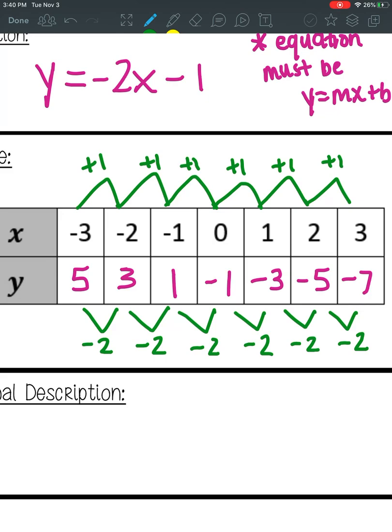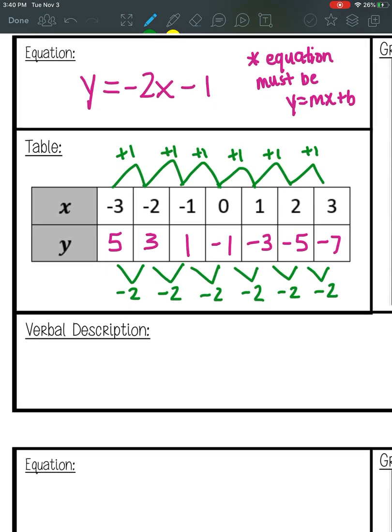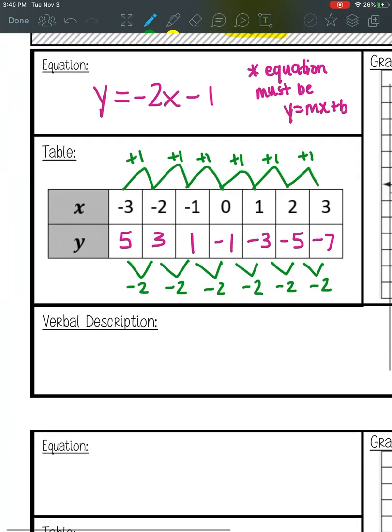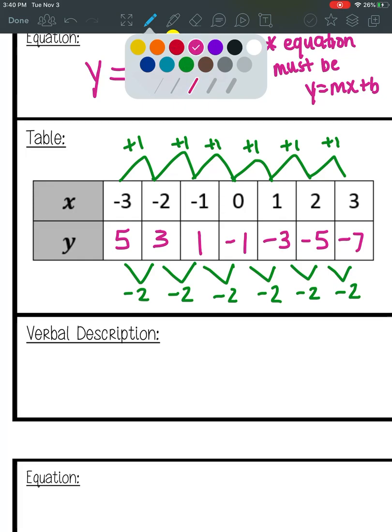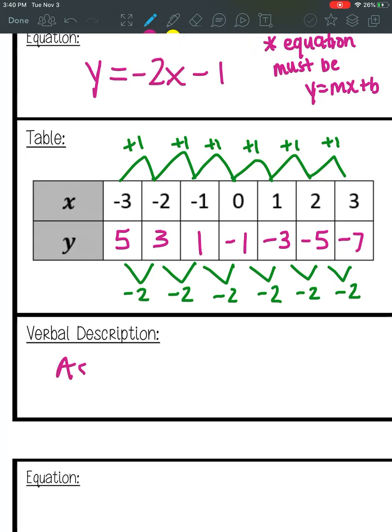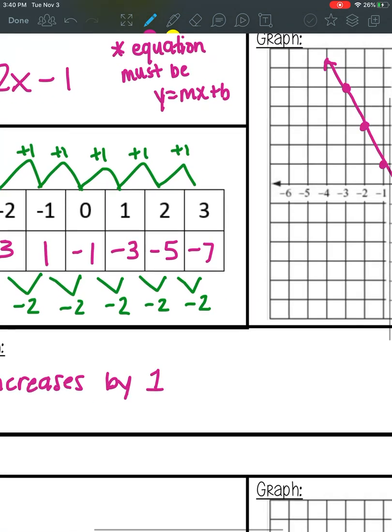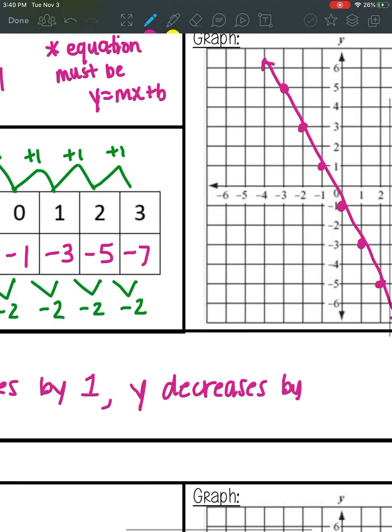If we didn't have the equation or the graph, we could just look at this table and see, okay, there's a pattern. We're adding or subtracting the same number over and over. Now, a verbal description of what's going on here: as x increases by 1, so each time we add 1 to the x value, y decreases by 2.